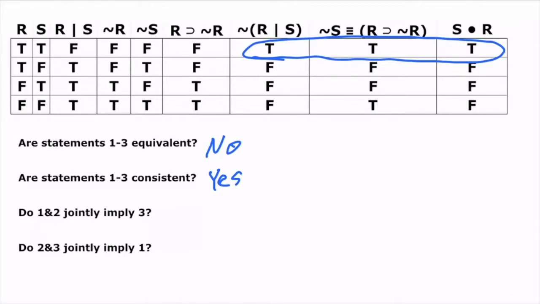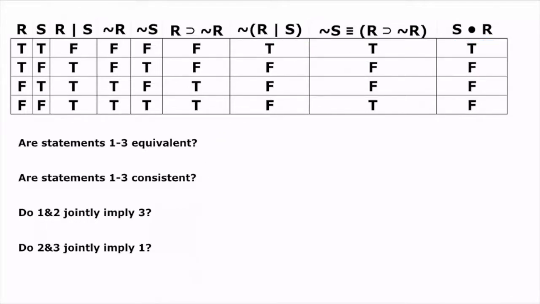Do 1 and 2 jointly imply 3? Let's see. So we're going to look for a counterexample row where 1 and 2 are true, but 3 is false. And there's no counterexample row, so yes. Do 2 and 3 imply 1? Is there a counterexample row where 2 and 3 are both true, but 1 is false? No. So that implication also holds.